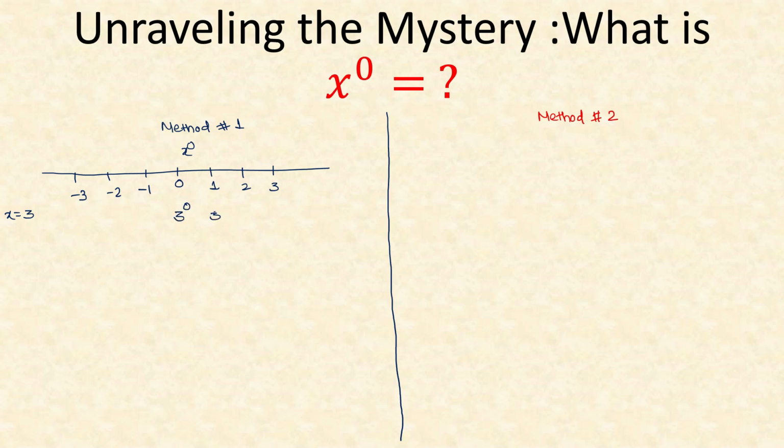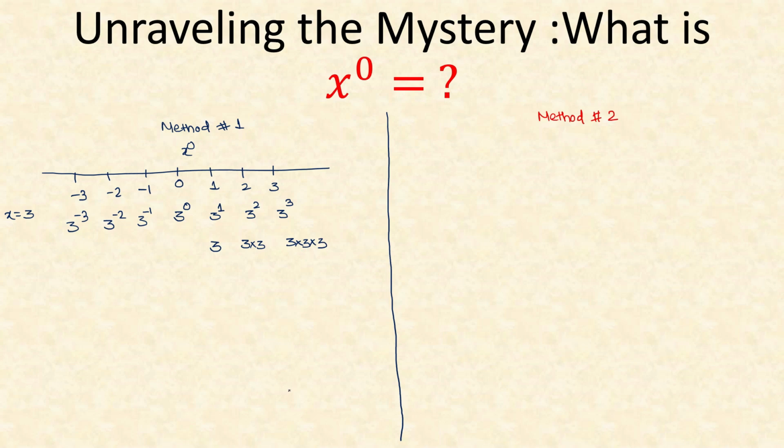For this number it is 3 to the power 1. For this number it is 3 to the power 2. For this number it is 3 to the power 3. Likewise, this is 3 to the power minus 1, this is 3 to the power minus 2, and this is 3 to the power minus 3. So as we know, 3 to the power 1 means 3 multiplied 1 time, that is 3. 3 to the power 2 means 3 multiplied 2 times. Similarly, 3 to the power 3 means 3 multiplied 3 times.